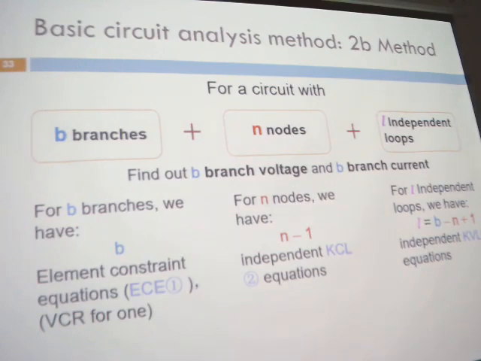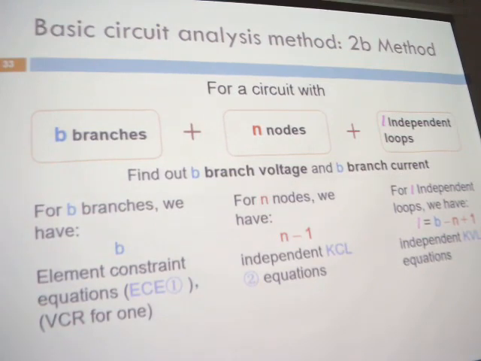Is it a large amount of equations? 2B. I just said B is the number of branches. For example, if we have a circuit with 8 branches, the number of equations will be 2 times 8, which is 16. It's large. So for this example, this method might not be a good choice because the number of equations is too much.